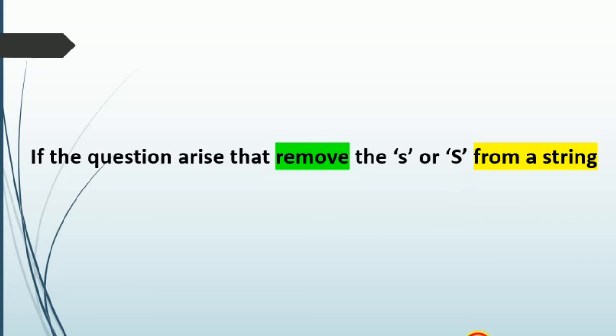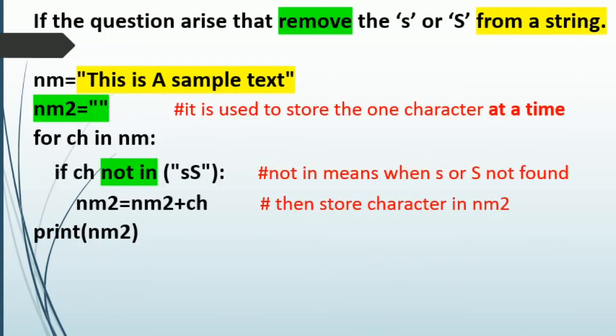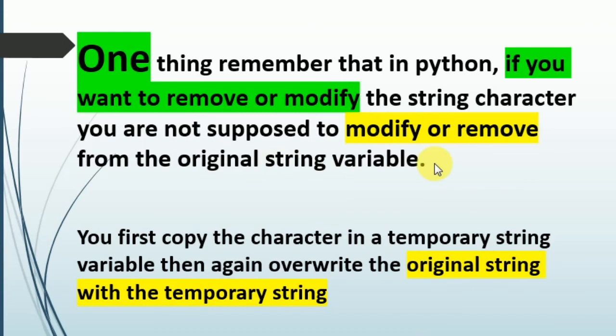First thing that you need to understand: if you want to remove or modify the string, you are not supposed to modify or remove from the original string variable. Means if you declare a variable, you are not supposed to modify or remove anything from that particular string. First you have to copy those characters in a temporary string, and then again overwrite the original string. So what are the steps that you have to follow, that we need to know.